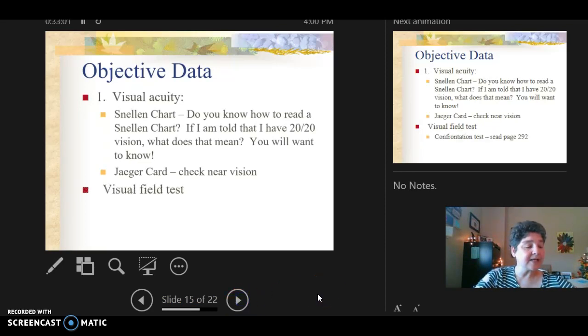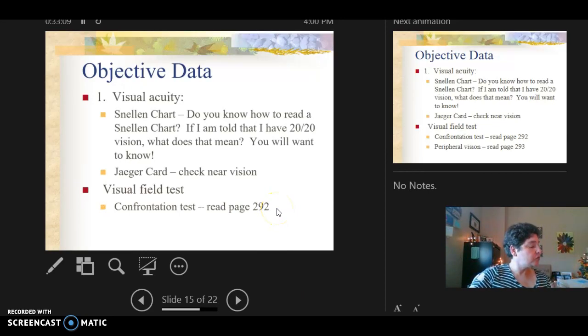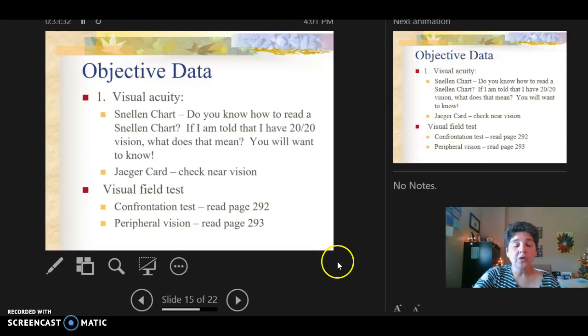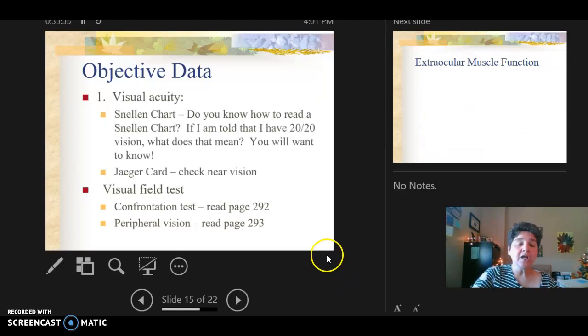Visual field tests, we have something called a confrontation test. If you look at page 292, it talks about that confrontation test. So I'm just going to get over to that page right now. Let's see. It's at the top of the page, and it talks about sensitivity with a moving target. So please read through that so that you understand how that confrontation test works. We also have the peripheral vision testing. You can see that on page 293.